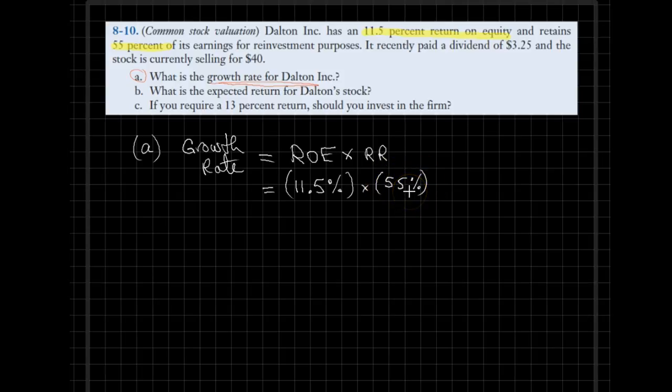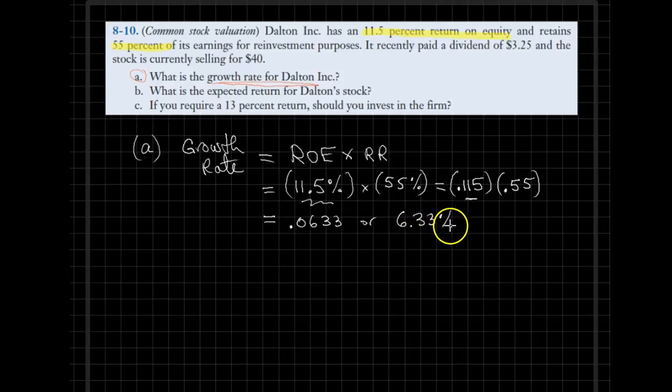55% retention rate. Now, we need to be very careful when we do this calculation. Recall how to represent 11.5% as a decimal, and in a similar way 55% can be represented as a decimal in this following fashion. As a result, multiplying these two numbers, we come across the figure of 0.0633, or alternatively you can represent it as 6.33%. So either representation would be fine.